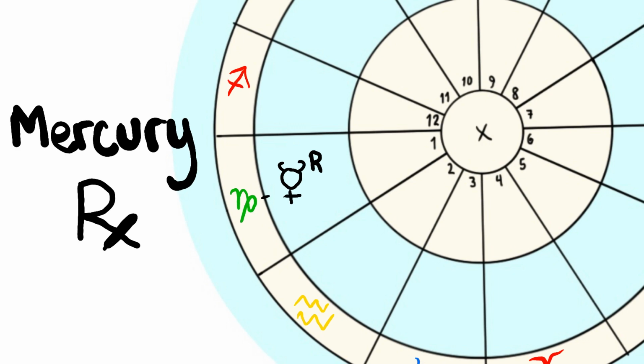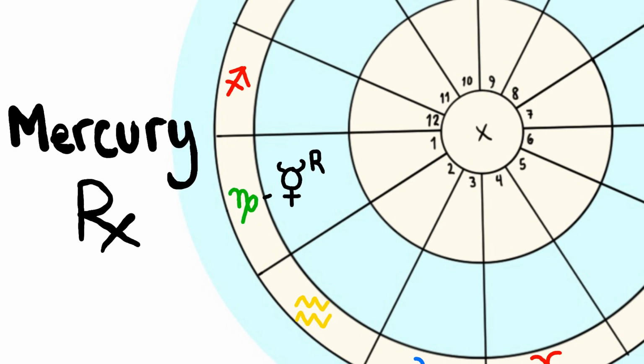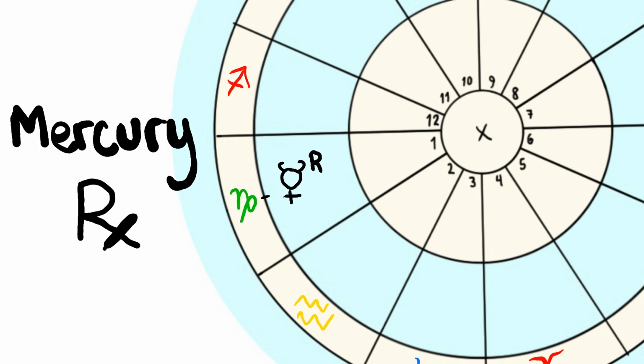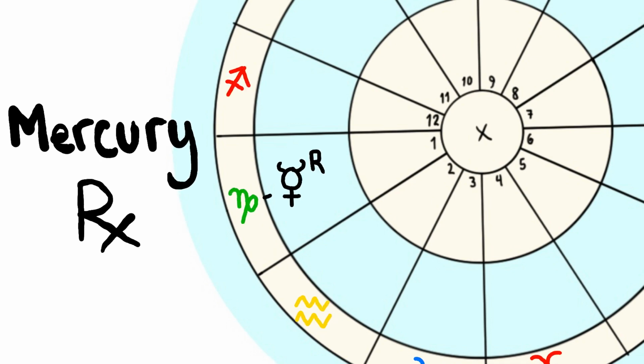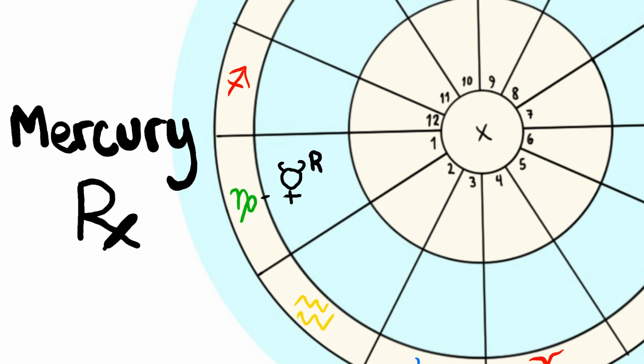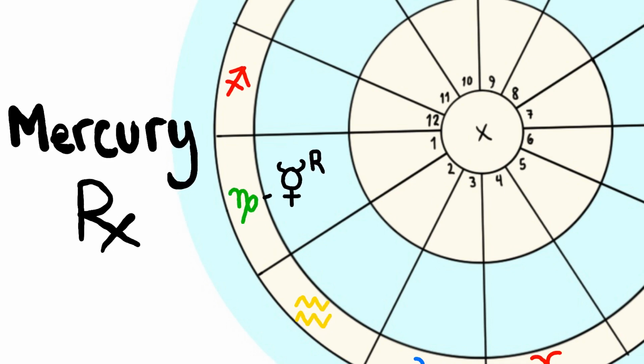Let's go ahead and start with the meaning of Mercury retrograde. Mercury is the planet of thought and communication. It's also about movement and short distance travel, so it can be about things such as driving.